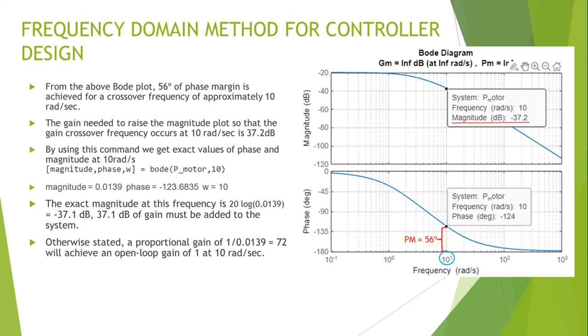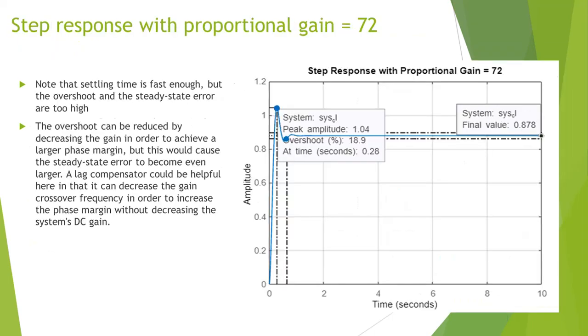By using the command indicated, we can get the exact values of phase and magnitude at 10 radian per second. From these values, we can understand that 37.1 dB of gain must be added to the system. Otherwise stated, a proportional gain of 72 will achieve an open loop gain of 1 at 10 radian per second. This proportional gain of 72 is used to plot our next step response.